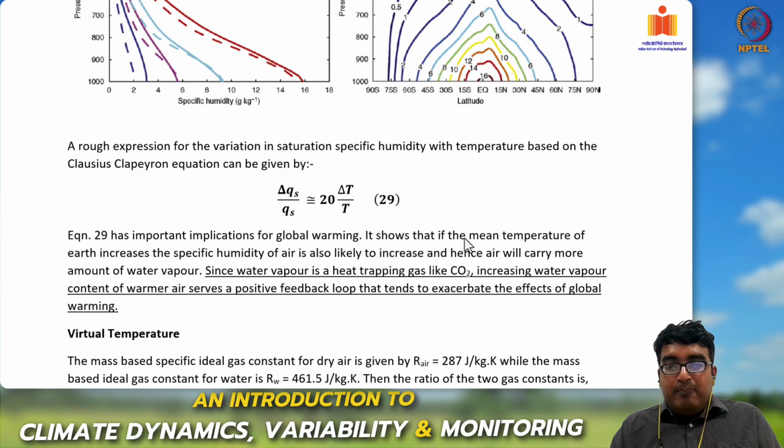So it shows that if the mean temperature of earth increases, the specific humidity of air is also likely to increase, and hence air will carry more amount of water vapor. And since water vapor is a heat trapping gas like CO2, increasing water vapor content of warmer air serves as a positive feedback loop that tends to increase the effects of global warming.